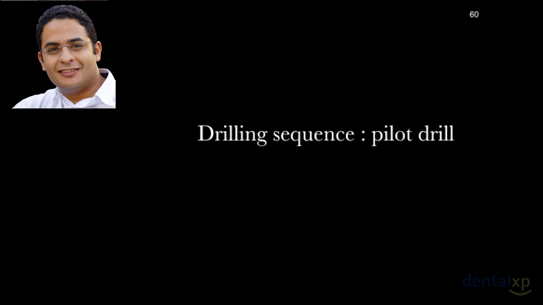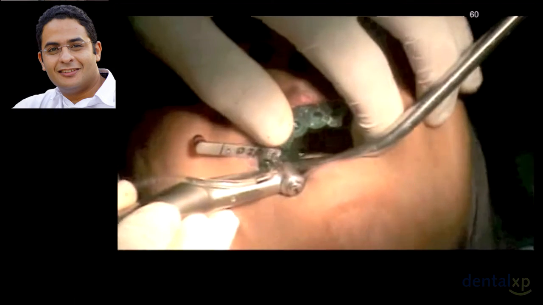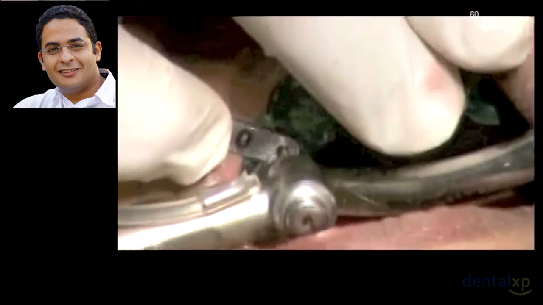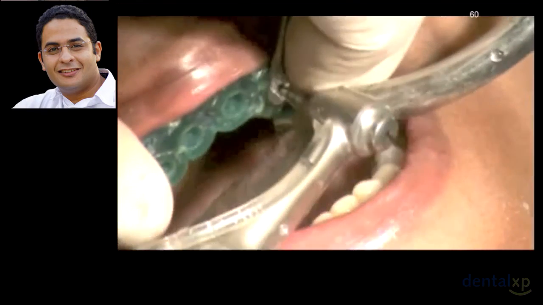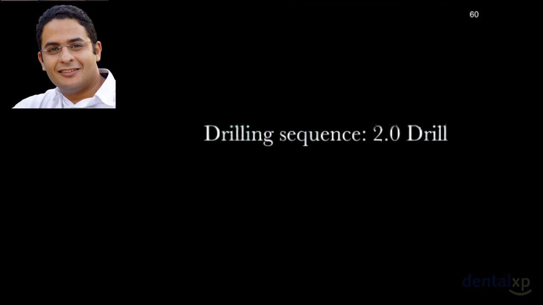We start the drilling sequence with the pilot drill. Here we have it in place. Through the drill key, we do a pumping action. We make sure that the saline goes through the guide so that there won't be any overheating of the bone. If the saline stops, you should stop and make sure that enough copious irrigation goes inside.